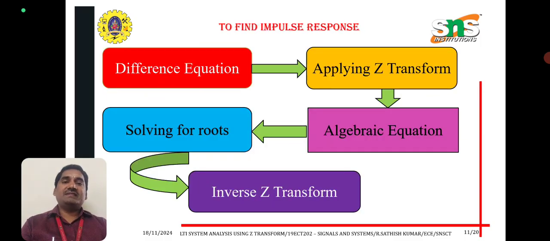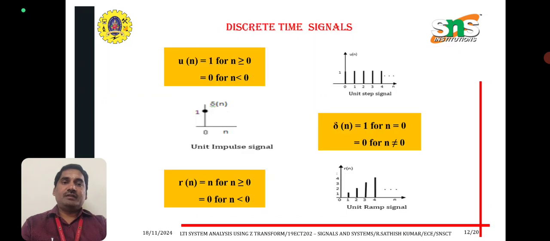How to find the impulse response? First, we apply the difference equation, apply Z transform, find the algebraic equation, solve for roots, and then, by taking the inverse Z transform, we can get the impulse response of the filter.